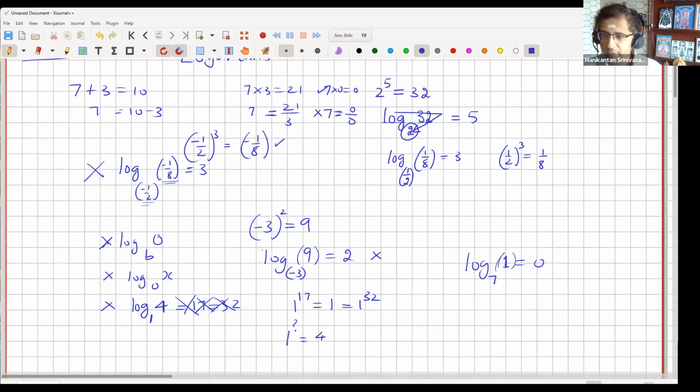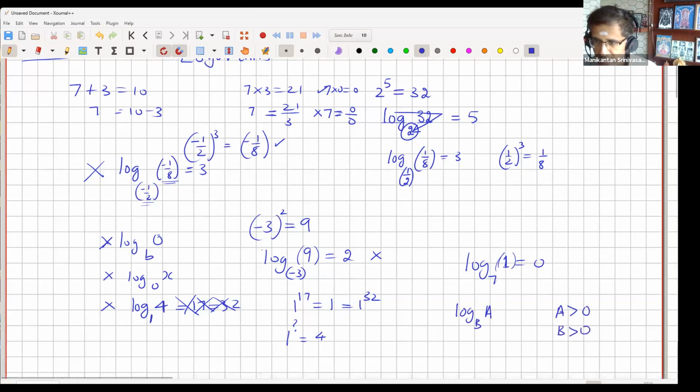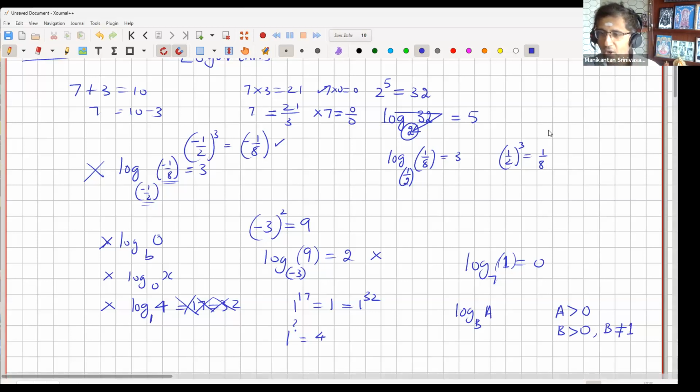So we can say, in other words, if I have log A to the base B, just to summarize, what is allowed? A has to be greater than 0, B has to be greater than 0, and B should not be equal to 1. This covers everything, right? I don't have to explicitly say log 1 to the base 1 is not allowed, because that will anyway get covered as part of restricting B to not be 1. I don't have to say A not equal to 1 if B equal to 1. So hope that subtle point is clear, right? A greater than 0, B greater than 0, but B should not be equal to 1.